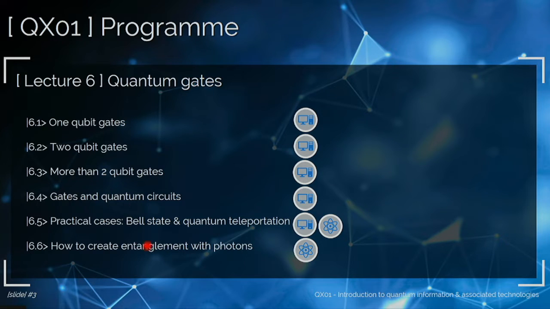And then finally, in both of these cases, we need the notion of entanglement that we've seen before. And as a side note, to finish that lecture on quantum gates, I will tell you how we can create entanglement in practice with photons. And then I'll move on to quantum algorithms, depending on the time that we have for today.